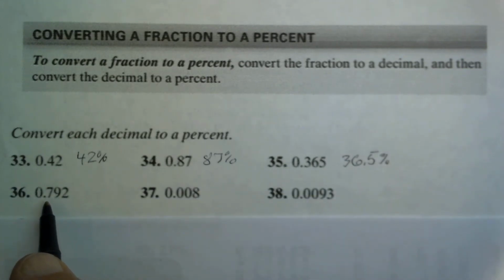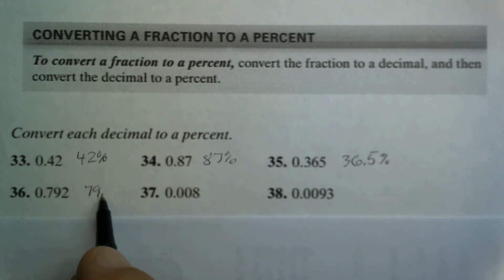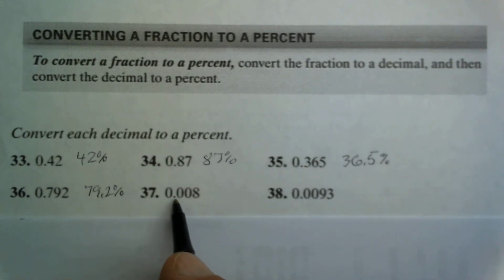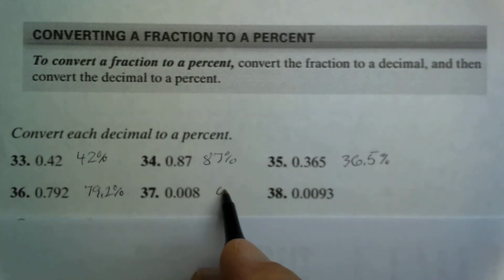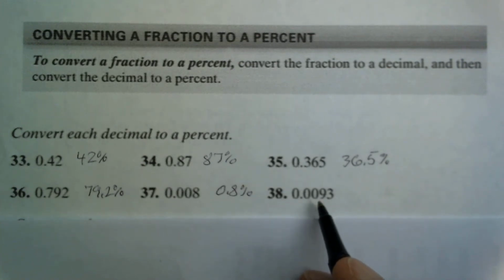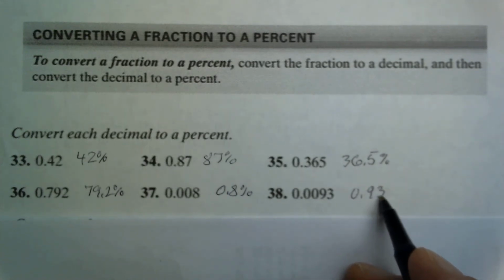In number 36, we move the decimal 2 places to the right, and so it winds up between the 9 and the 2, so that'll be 79.2%. Here, again, 0.008, we move the decimal 2 places to the right, and this becomes then 0.8%. Here again, we move the decimal 2 places to the right, and this would be 0.93%.